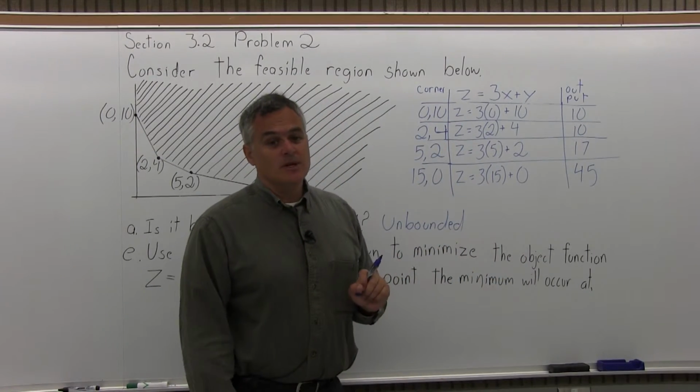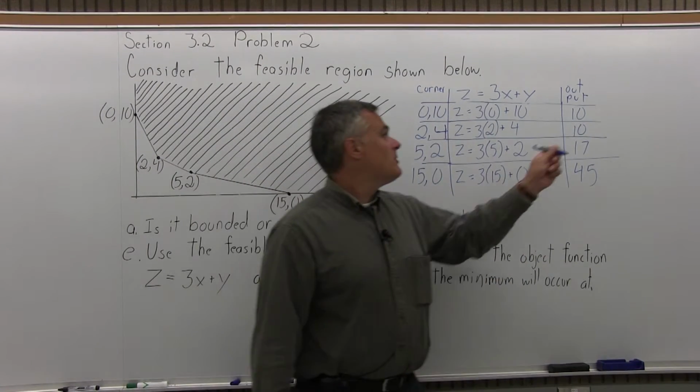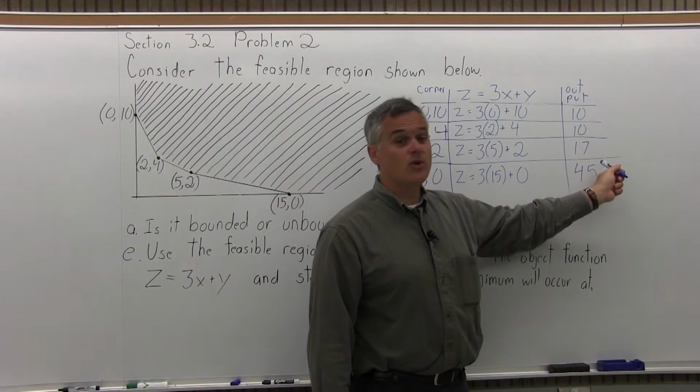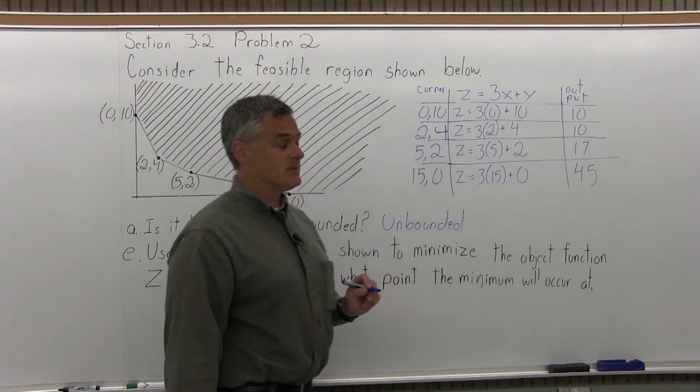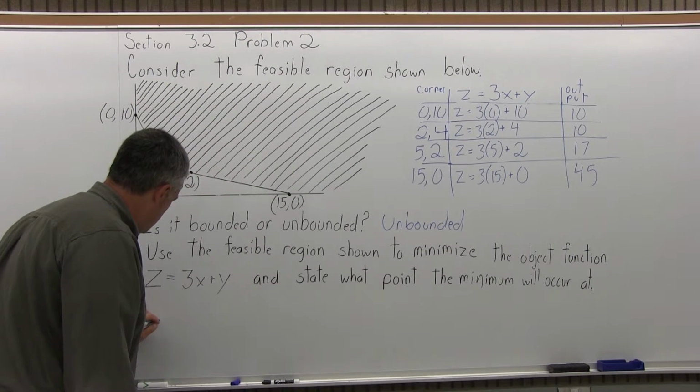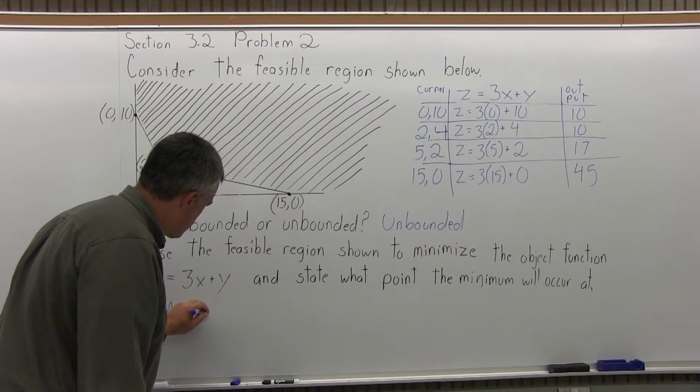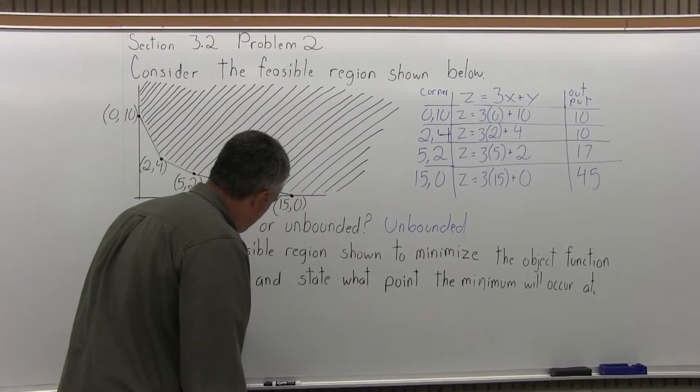Now we have to state the minimum. And our choices for the minimum are 10, 10 again, 17, or 45. Well, the minimum output is 10. That part is easy. So I'll write minimum of 10.